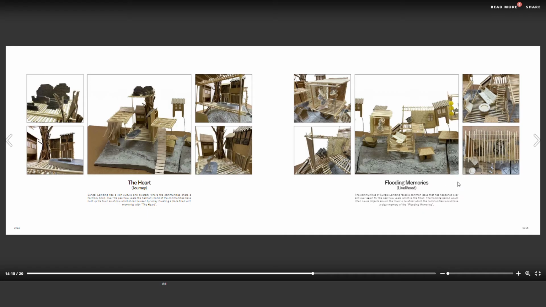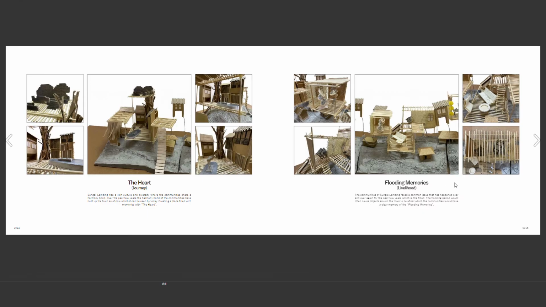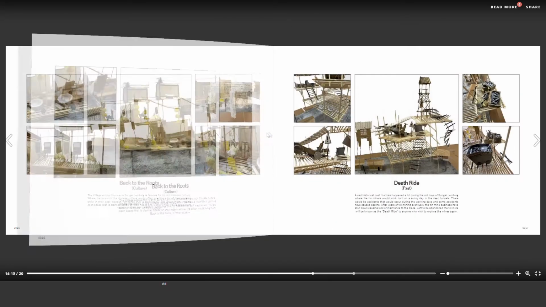So the next is the flooding memories. The communities of Sungai Lembing face a common issue that has happened over and over again for the past few years, which is the flood. The flooding period will often cause objects around the town to be afloat, and the communities have a clear memory of the flooding memories.